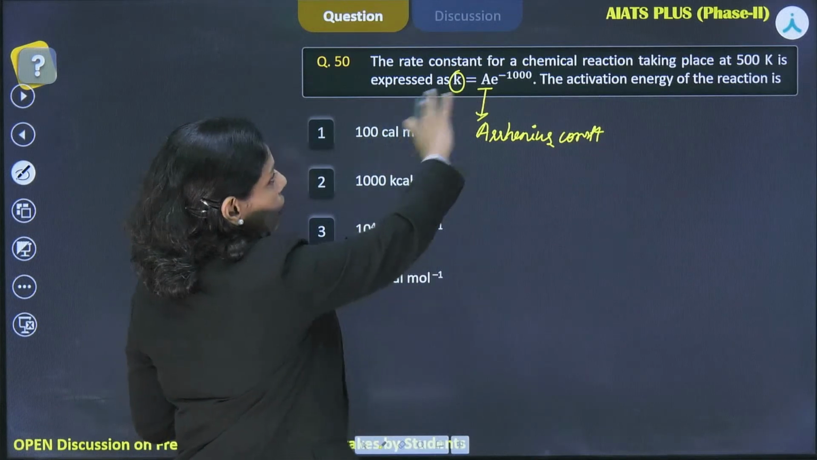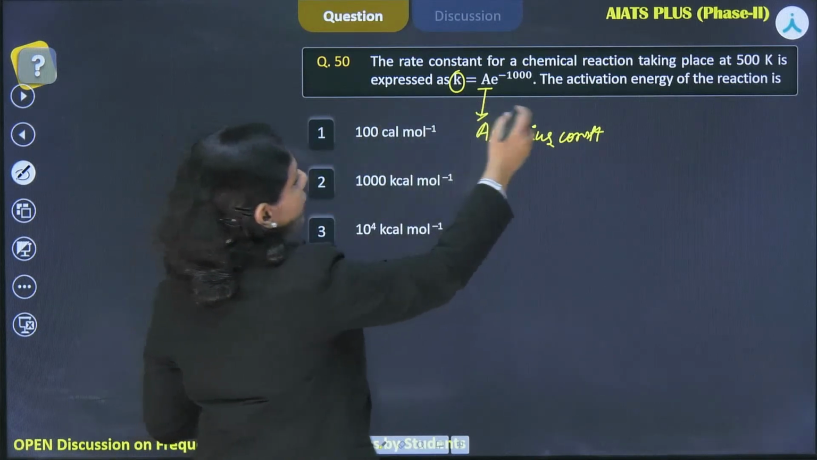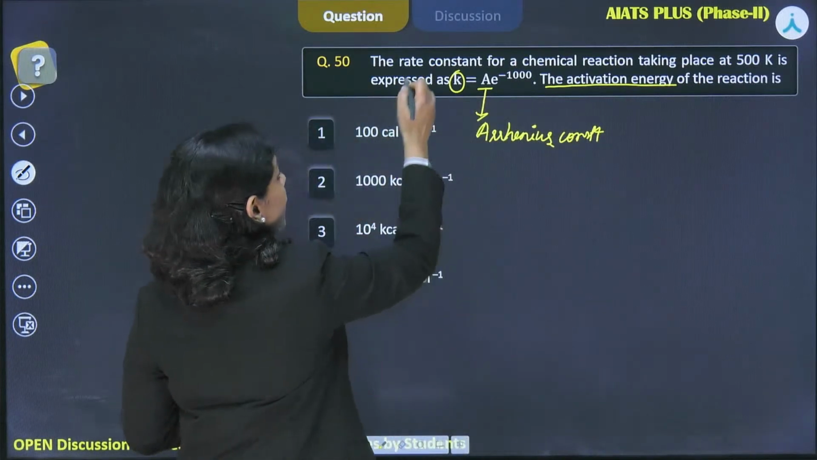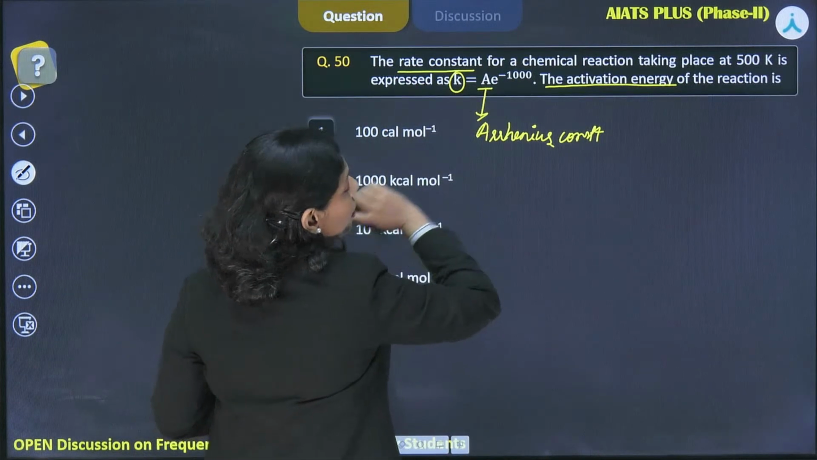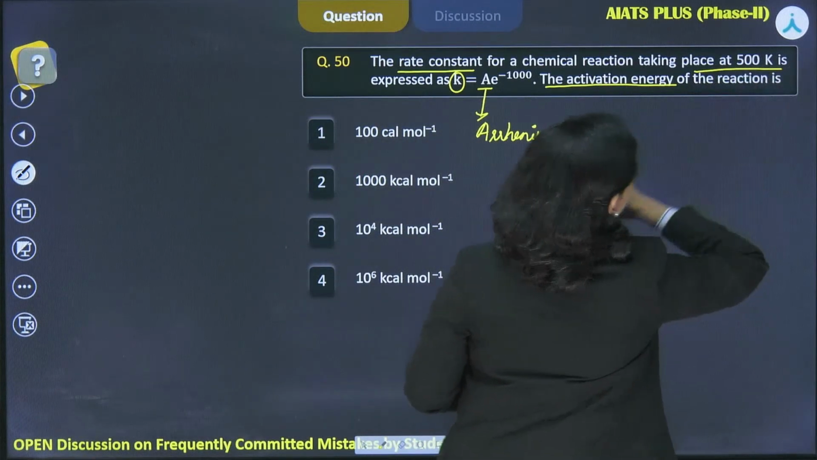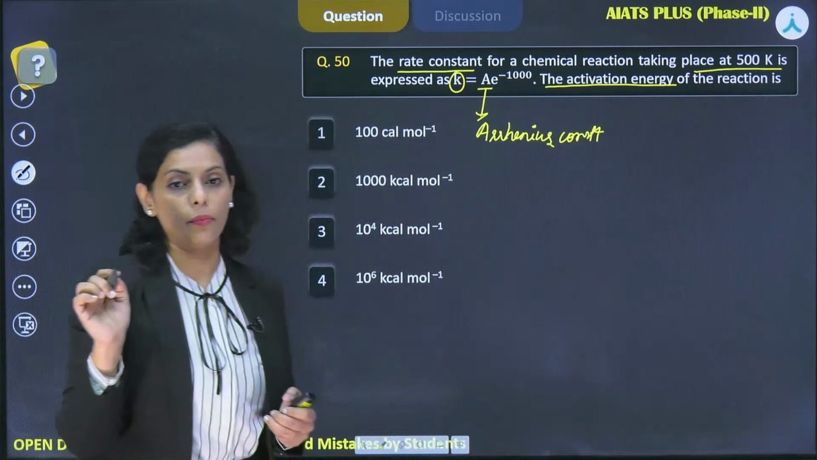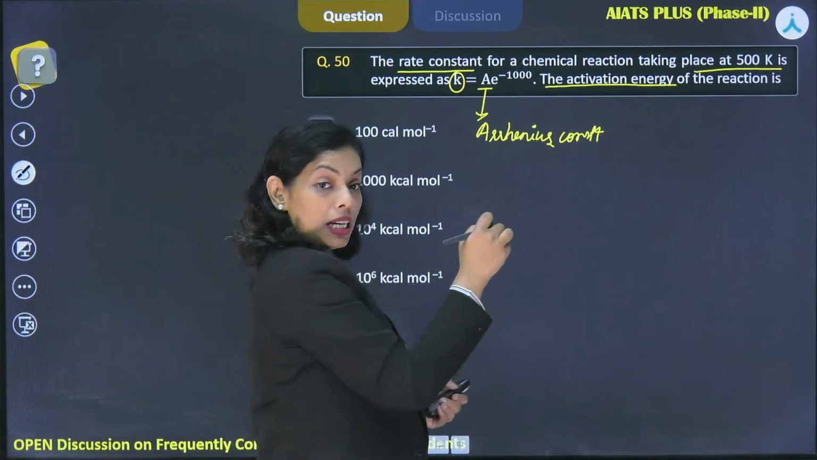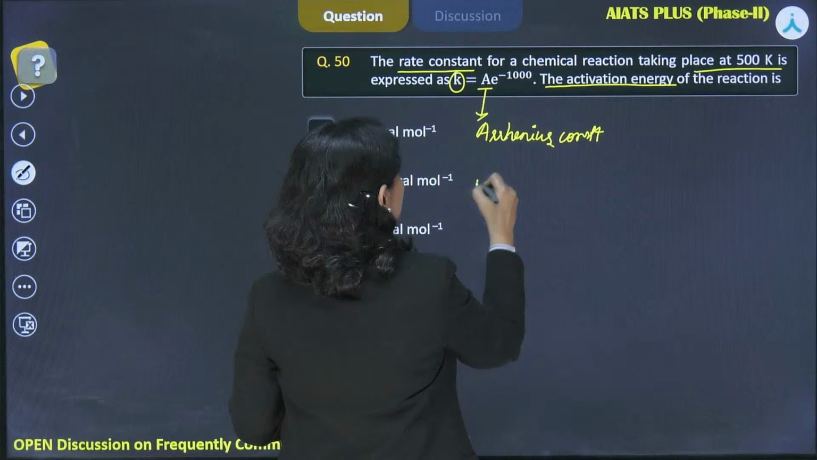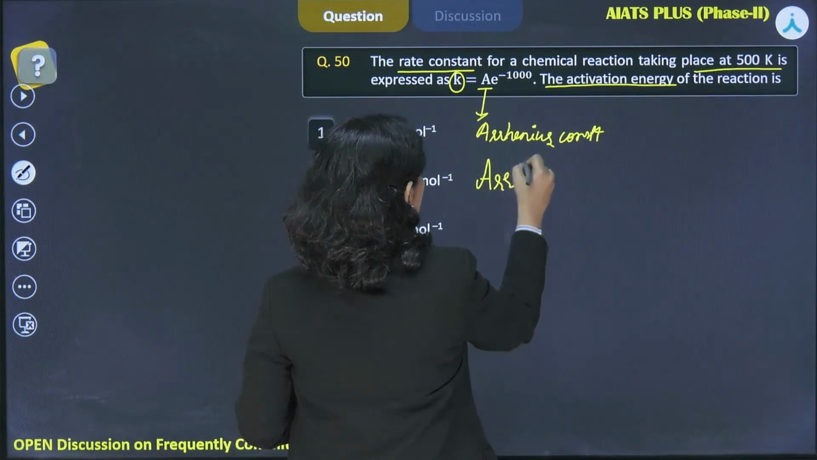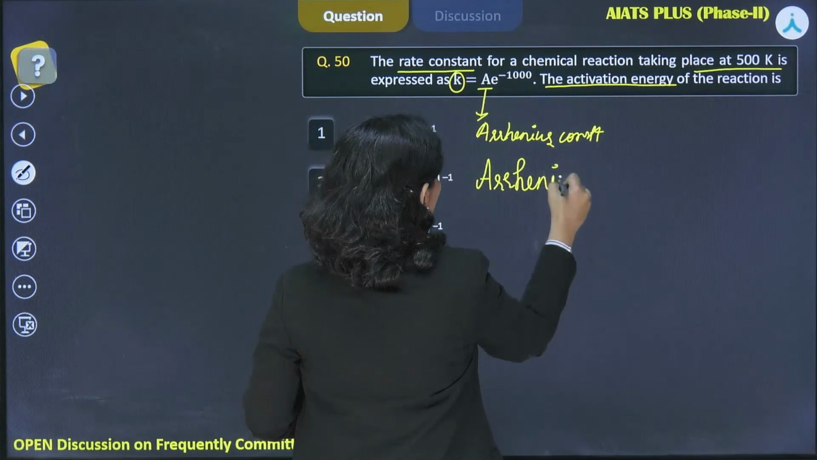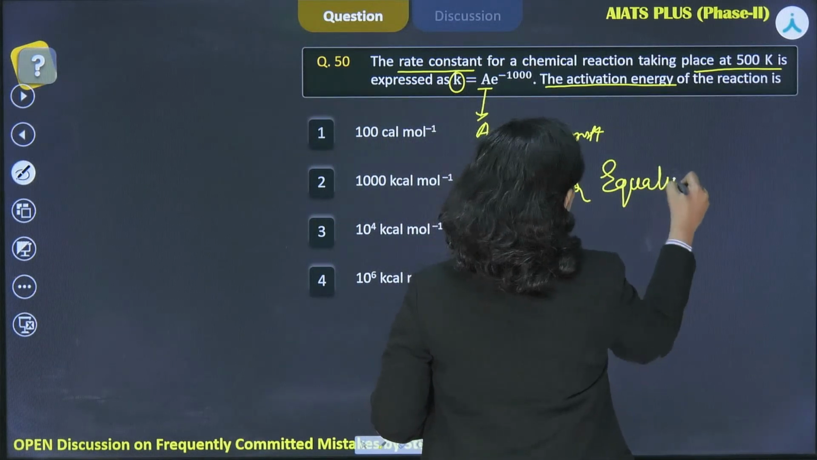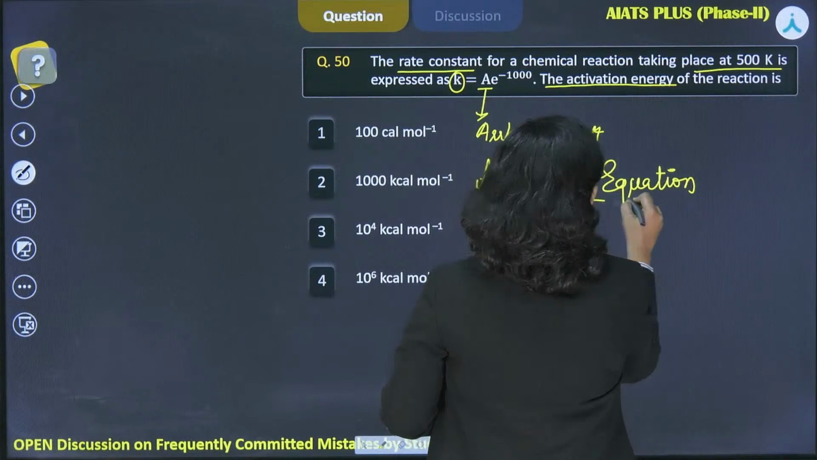Now, so the equation you have, and you have to find out the activation energy of the reaction if the rate constant is given and the temperature is also mentioned here as 500 Kelvin, right? Okay. So this is the question from chemical kinetics, and it is based on the Arrhenius equation, as I have already written here that A is the Arrhenius constant, right?